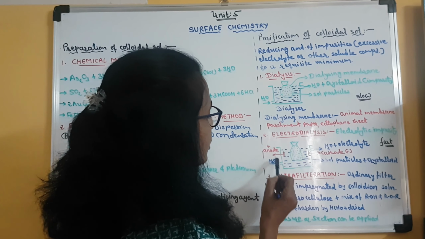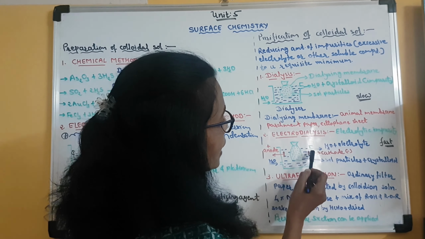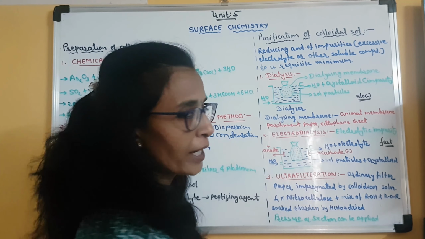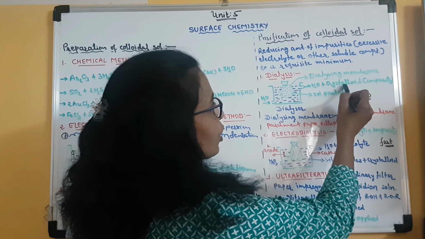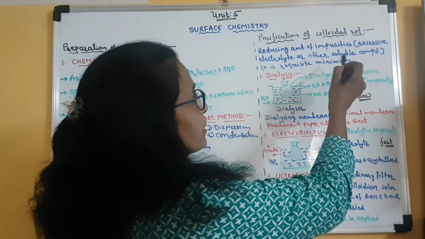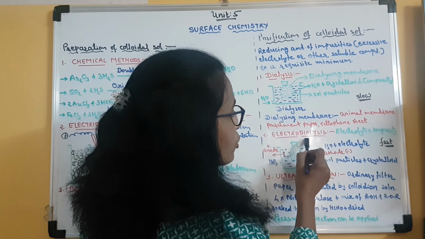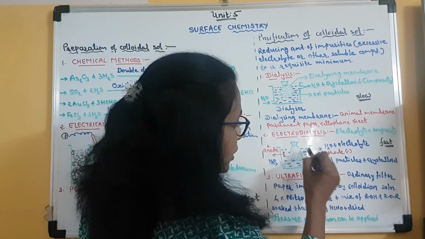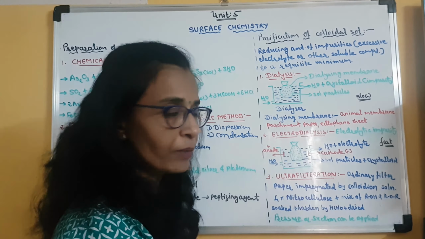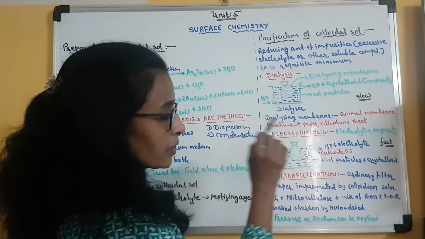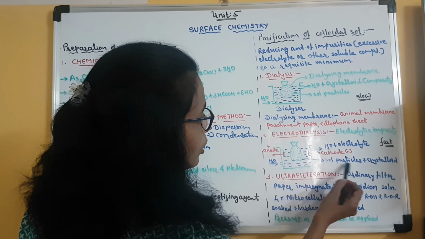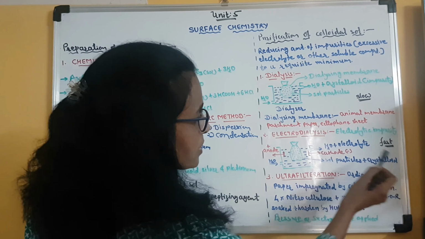Got it? So here you can see in the diagram, pure water enters, and from the outlet water plus electrolyte will come out. Here I have written crystalloid. Crystalloid means it can be the soluble compound or the electrolyte, both together. But in electrodialysis, the water which comes out from the outlet contains water and electrolyte. So this is another purification technique. Here I have written salt particles plus crystalloid. Crystalloid means impurity. Clear? The third technique is ultrafiltration.